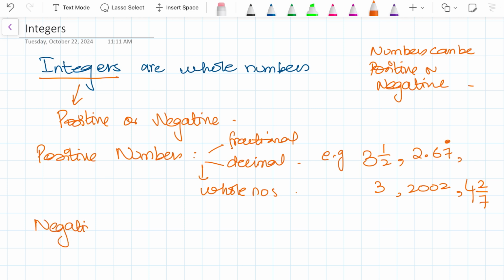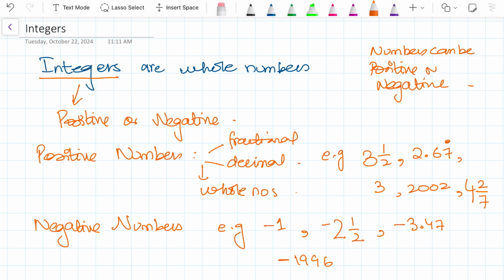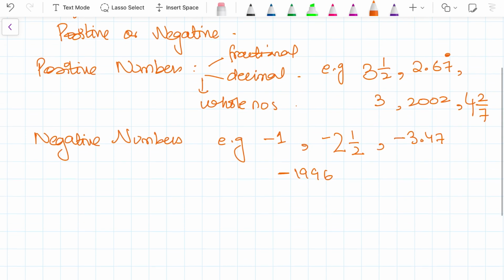Negative numbers are, for example, -1, -2 whole 1 upon 2, -3.47, -190.96. As long as they have a negative sign attached to it, they are negative numbers.